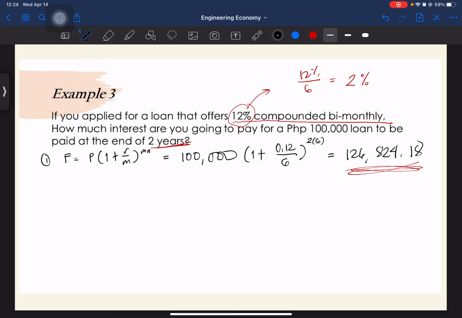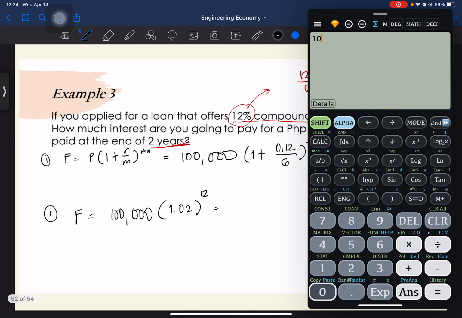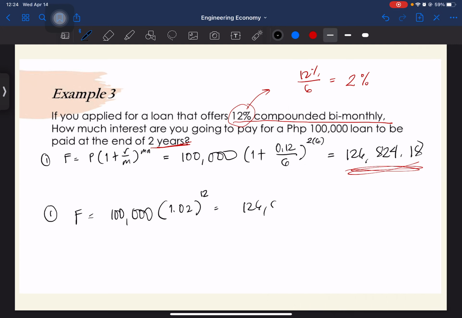So, if you write it simply like this, F equals 100,000 yung pera mo, and every compounding period, which is every 2 months, your money is compounded by 2%. So, 1.02. Tapos, how many compounding periods do we have? 2 years by months. Di 12 bi-months ang meron. So, that's 100,000, 1.02 raised to 12. Same. 126,824.18.